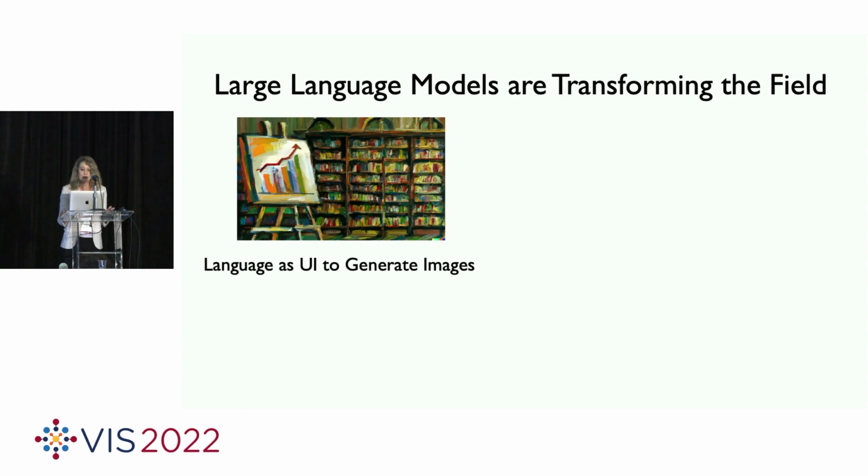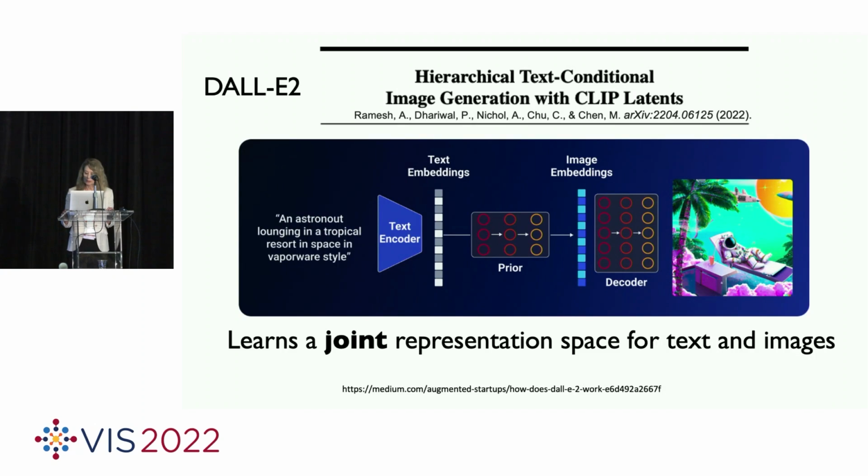So they're transforming the field, and as I said before, one thing they're doing is using language as a user interface to generate images. Here I show an example from my initial image, and this is from DALL-E 2's architecture. The only point I want to make here is that what's really interesting is it learns a joint representation space for both text and images. So that is really powerful.